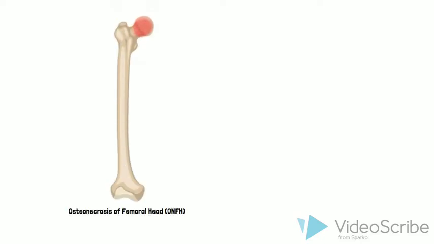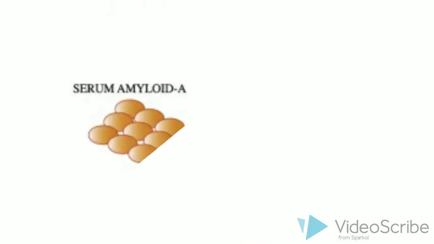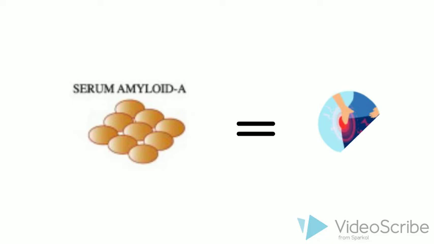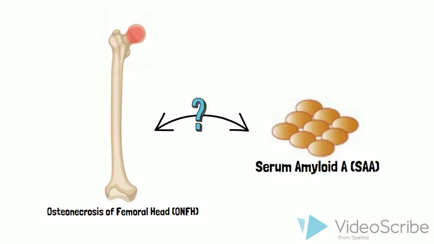Osteonecrosis of Femoral Head, or ONFH, is a progressive hip joint disease with no consensus on effective treatment. Left alone, the disease can ultimately lead to total hip replacement. Serum amyloid A is an acute phase response protein that is an inflammatory marker. While there may be a correlation between serum amyloid A and ONFH, it is poorly known.